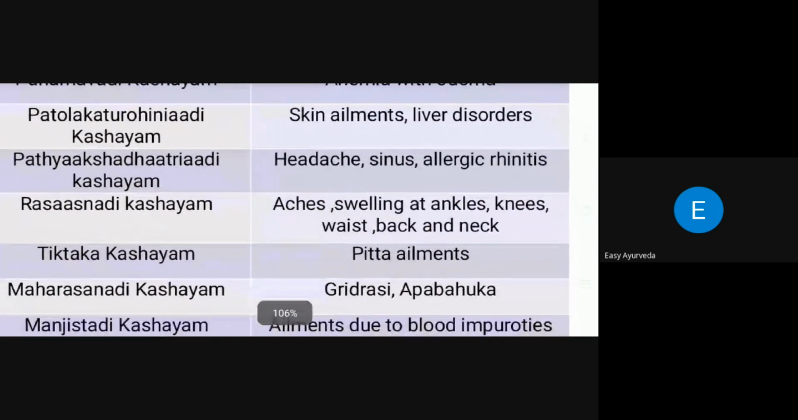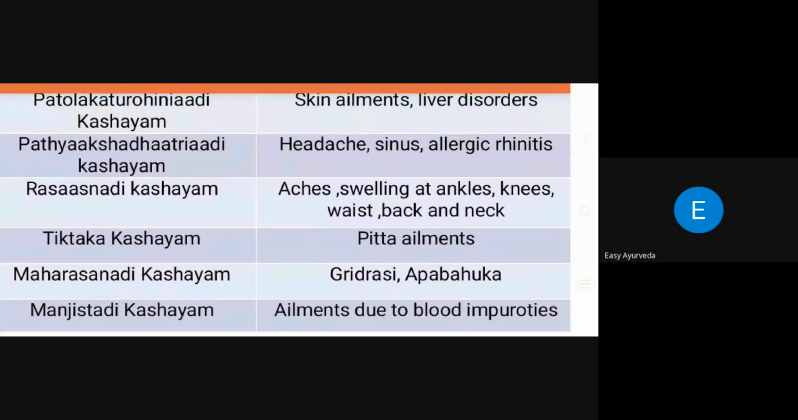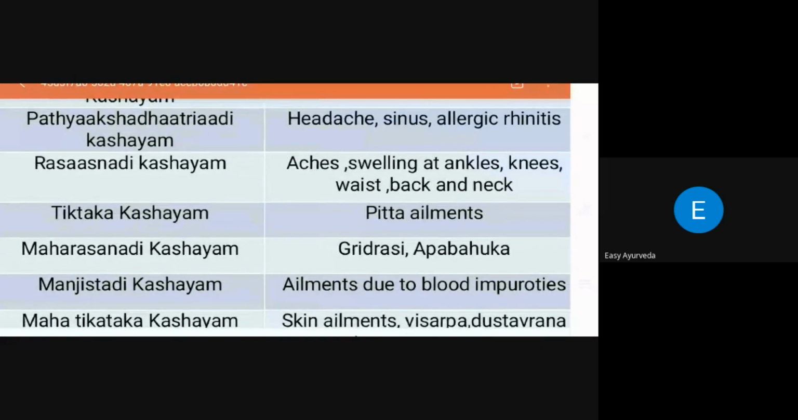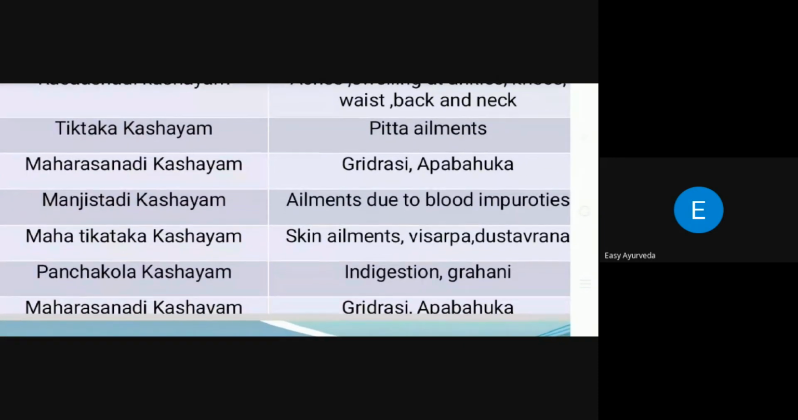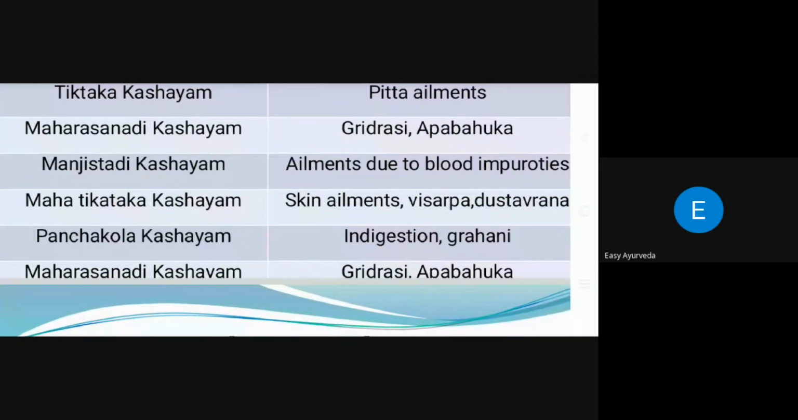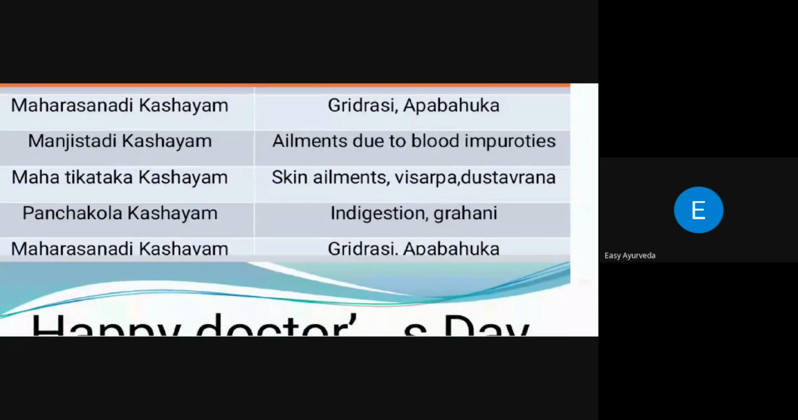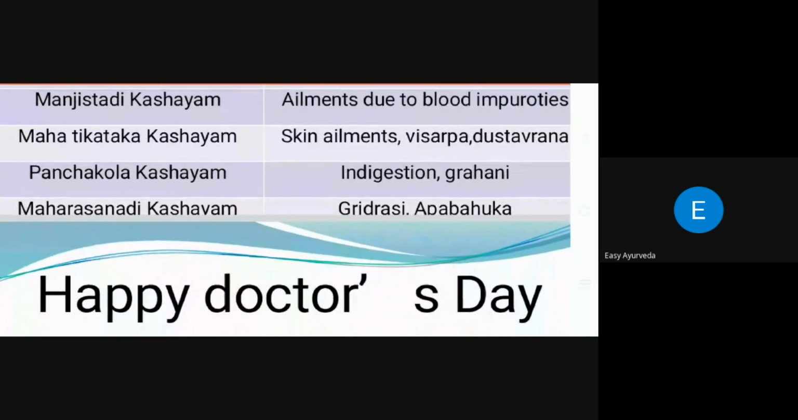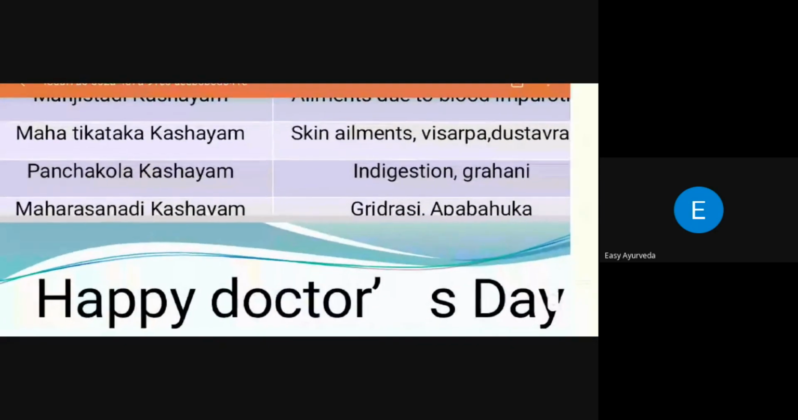Pratyakshadhatu Kashaya is especially for Uttamanga, that is head issues like headache, sinusitis and allergic rhinitis. Rasnadi Kashayam in aches, swellings, and all the joints, especially ankle, knee, wrist, back and neck. Tiktaka Kashaya especially for all Pittaja conditions. Maharasnadi Kashaya, which works the same as Rasnadi, can also be used in pains and nervous disorders. Manjishthadi Kashaya in conditions due to blood impurities, where Manjishtha is the best drug of choice for blood purification. Mahatiktaka Kashaya in skin conditions and Visarpa. Panchakola Kashaya can be used in indigestion.